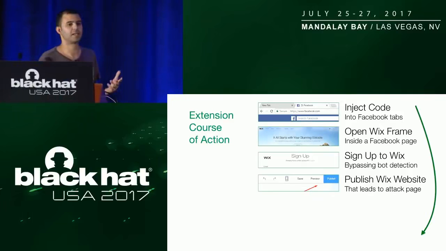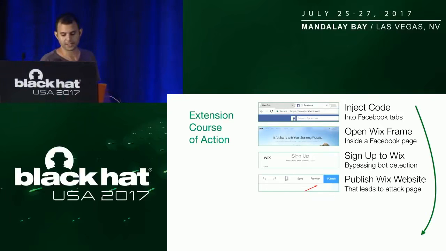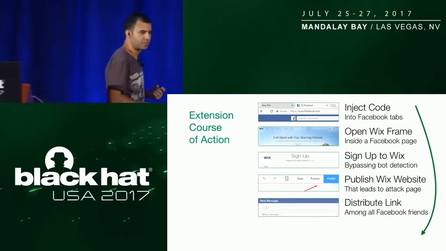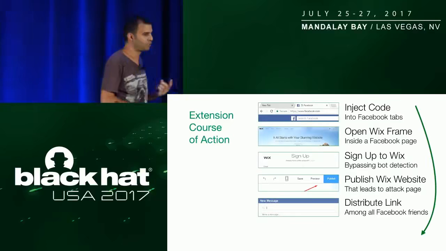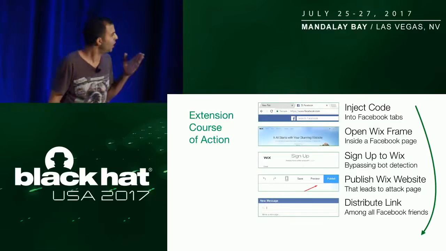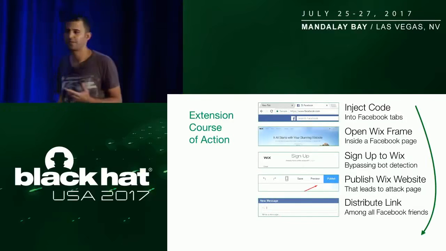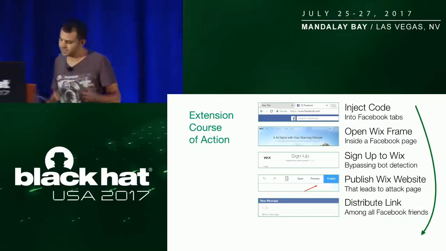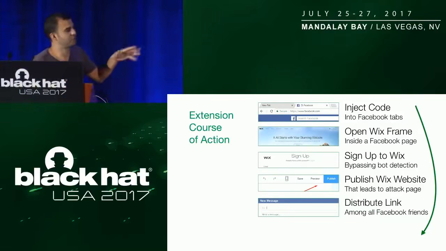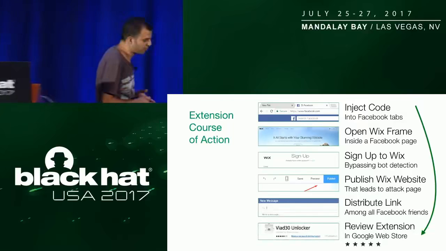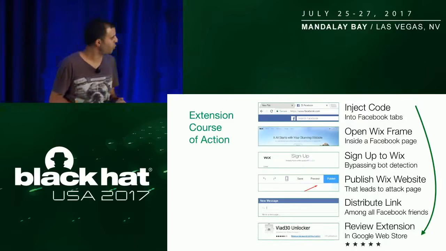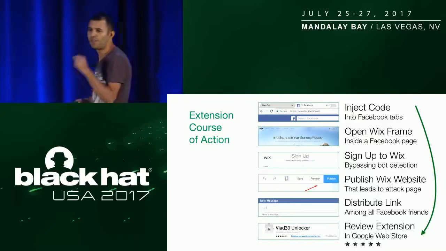This website has a newly created URL, and the extension then takes this URL, the attack page URL of the Wix website, and distributes the link among all Facebook friends of the victim, using Facebook messaging. The last thing that this extension does after this distribution phase is, using the victim's Google authorization token, it submits a 5-star review in the Google Web Store of the malicious extension.